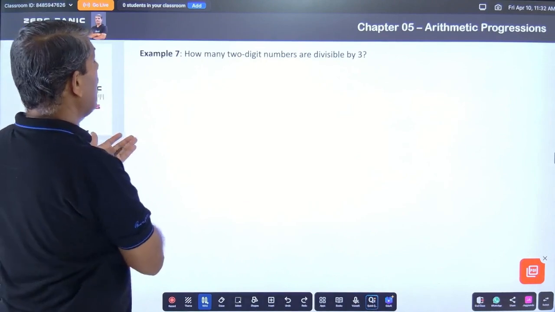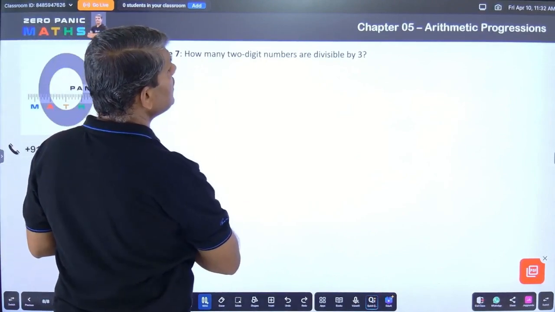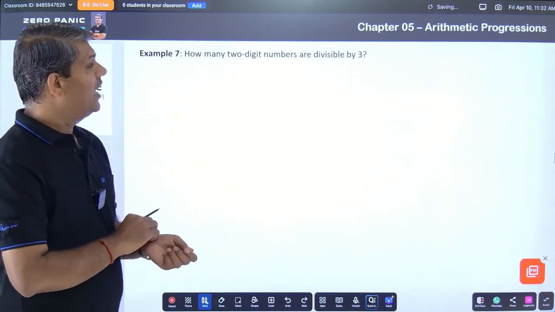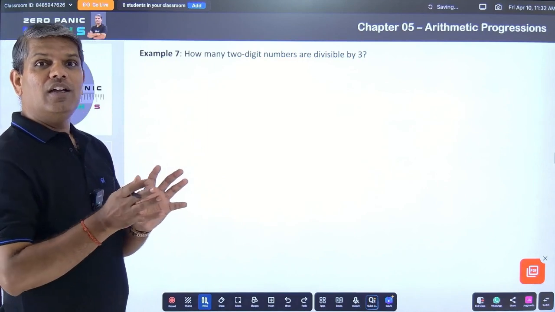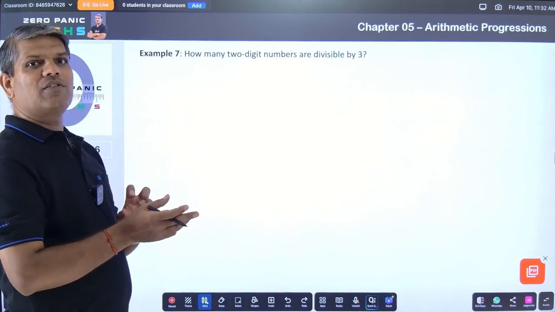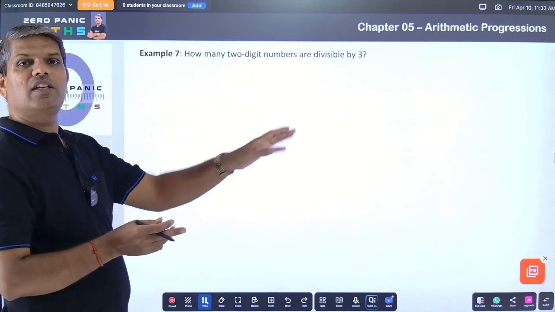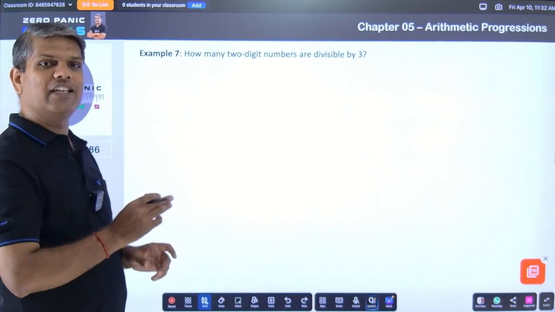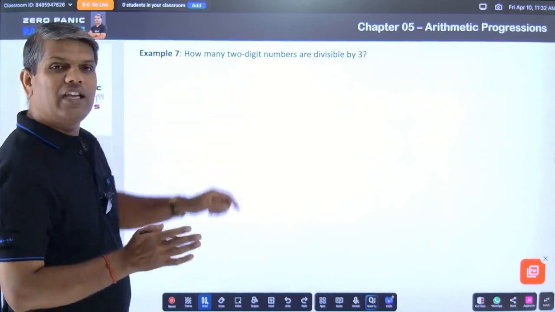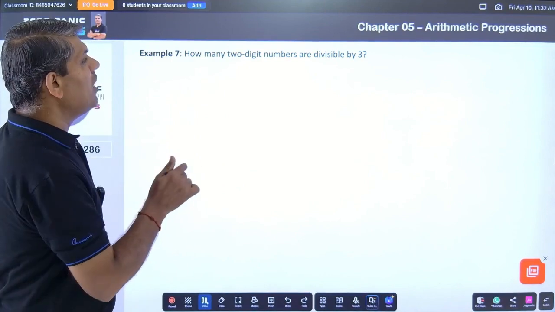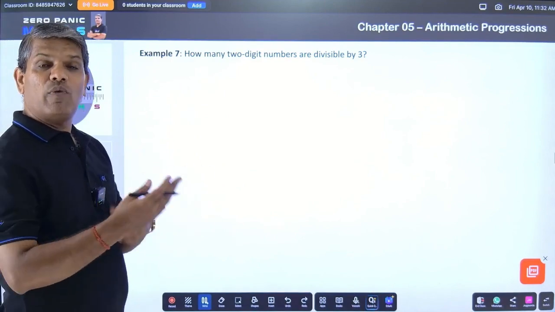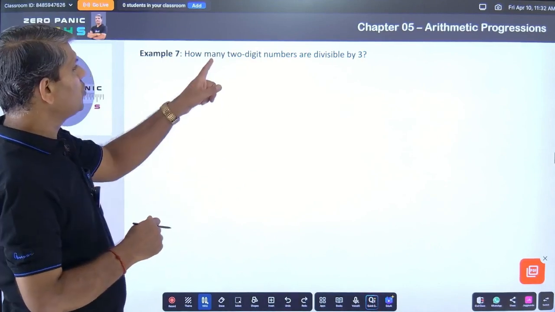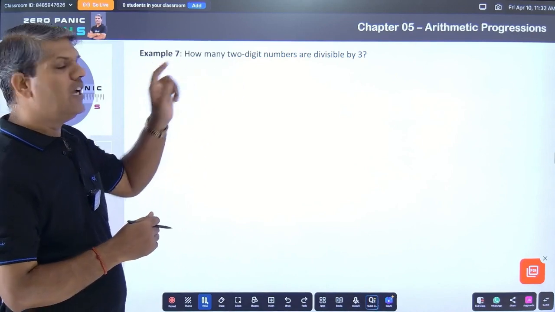Now you see, how many 2-digit numbers are divisible by 3? Again you need to form the arithmetic progression first based on the given information. Find out the first term, common difference, and then find out n. Again you are asked to find out the n value here. But what are the terms of the arithmetic progression? That is what you should be deriving first from the given problem.